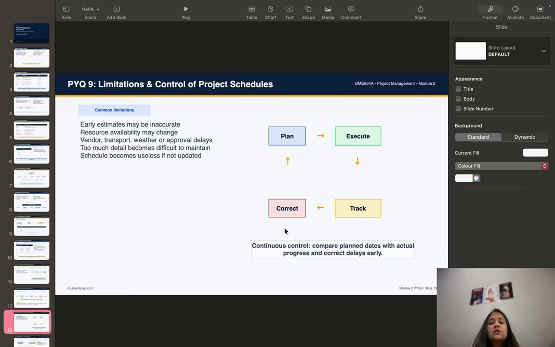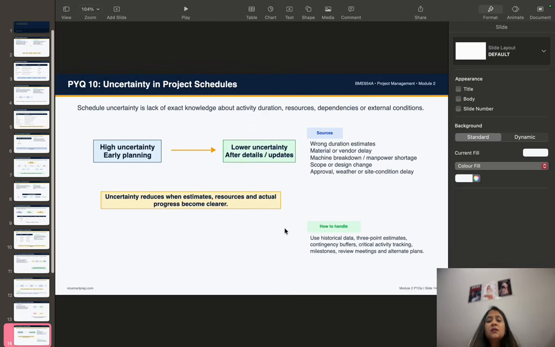The project manager should compare plan dates with the actual progress. Then delays should be identified earlier and corrective action should be taken. So remember, a schedule is not only a prepared one, it must be continuously monitored and updated. Next, you have uncertainty in project schedules, right?